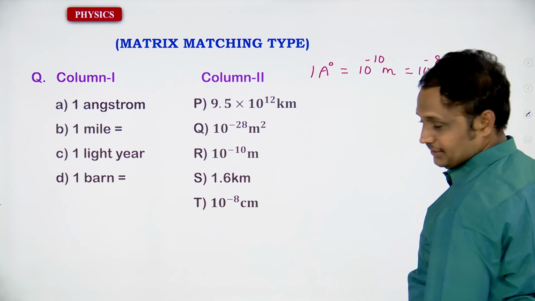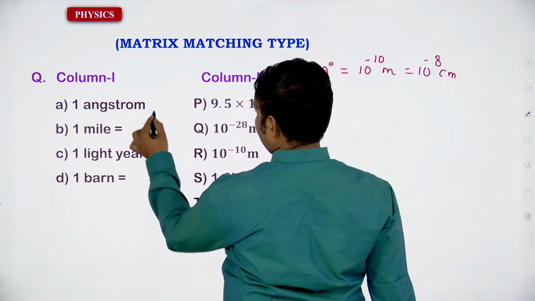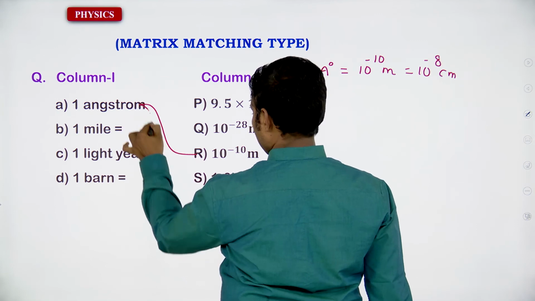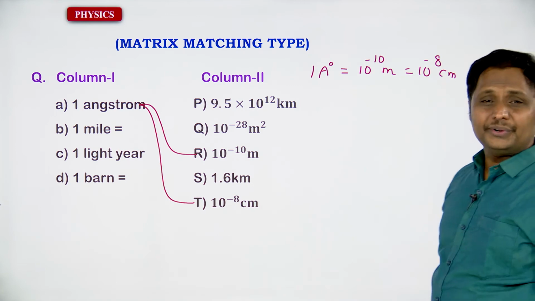All right, it's very clear. You would like to go for that first one. This is going to be the correct answer, and this is also going to be the correct answer. You agree? Right. Let's go for that 1 mile.